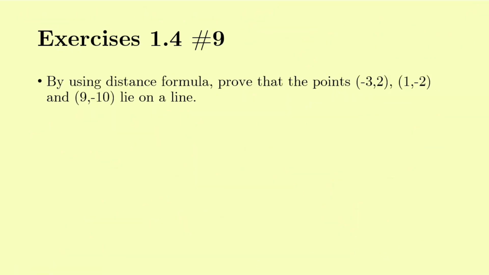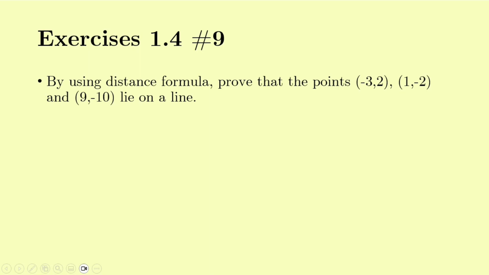By using the distance formula, prove that the points (-3, 2), (1, -2), and (9, -10) lie on a line. So we need to show that these points are collinear. In order to show that the points are collinear, we need to find the distance between each pair of these points. At meron tayong papakita na direct sum lang siya. No? So yung distance nung isang pair plus the distance of the other pair will result in the other pair. Parang ganun na magiging result natin, ang expected result natin.